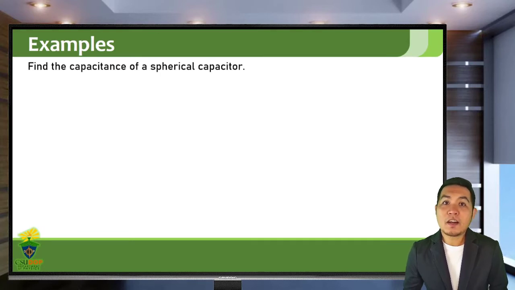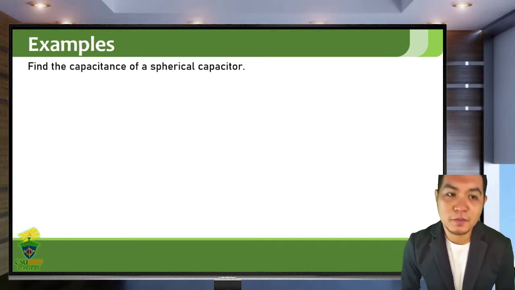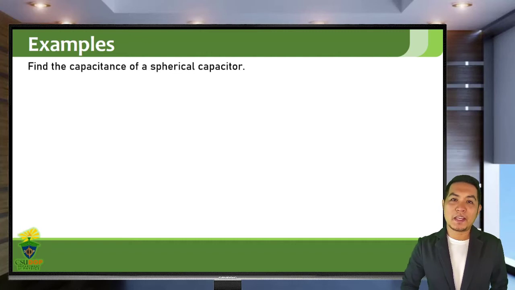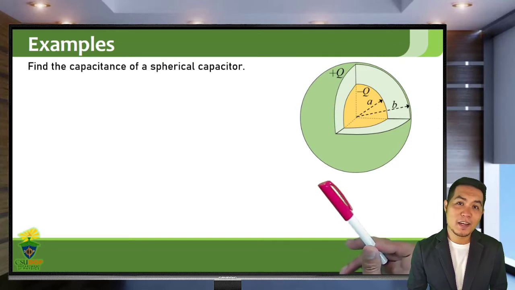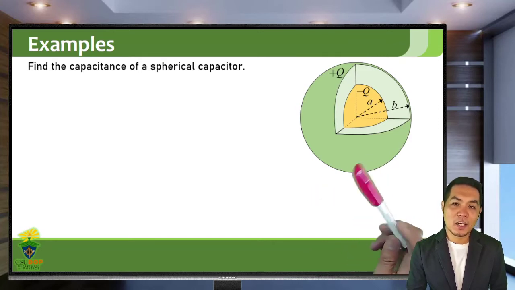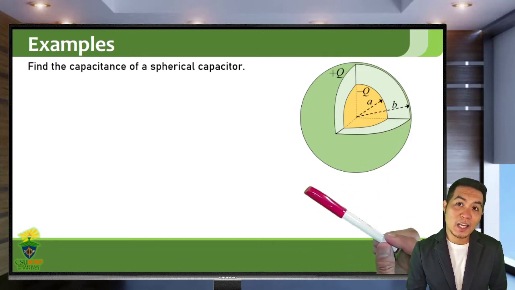So there are actually many types of capacitors depending on symmetry. So you have spherical capacitors, you have cylindrical capacitors. So for instance, a spherical capacitor will look like this. This is a cross section of a spherical capacitor. So you have two spherical conductors.